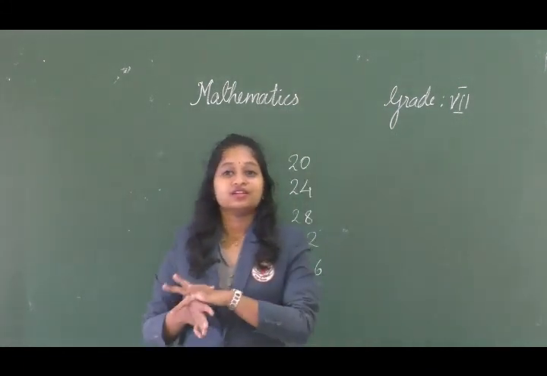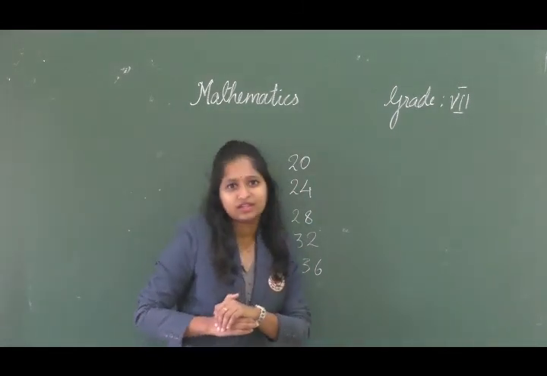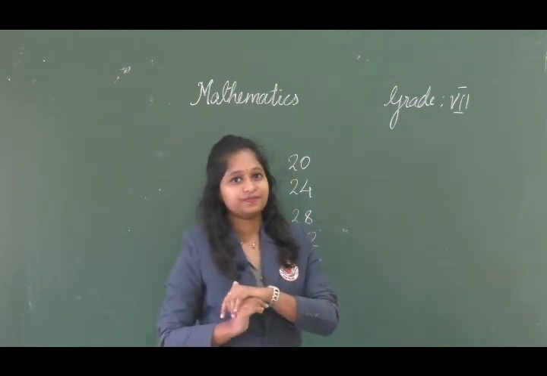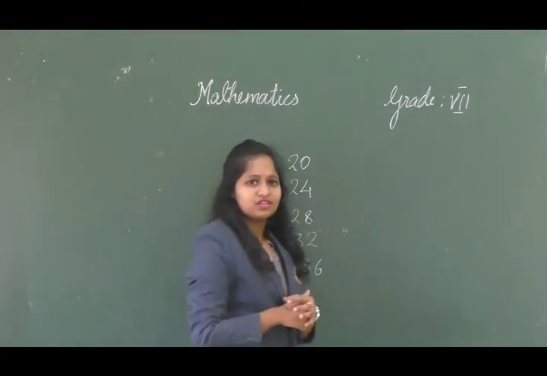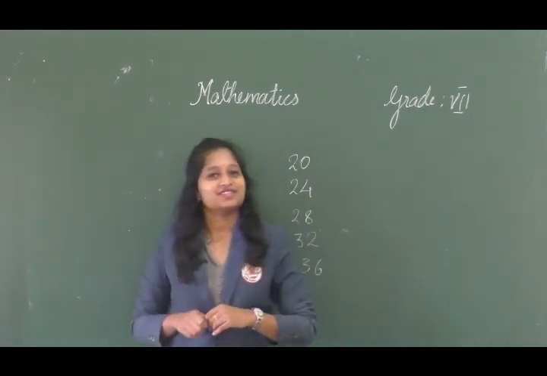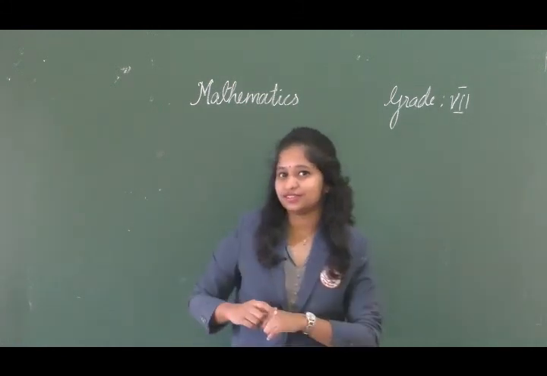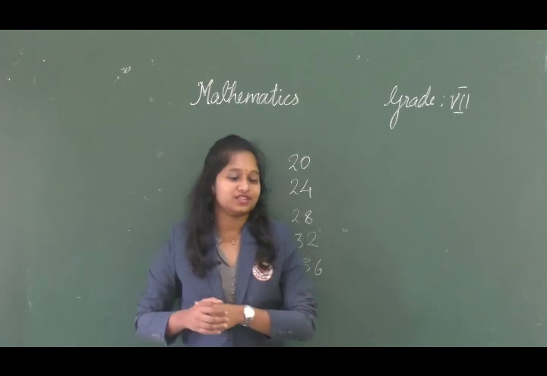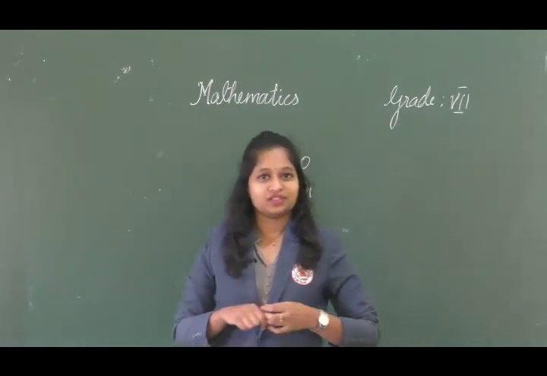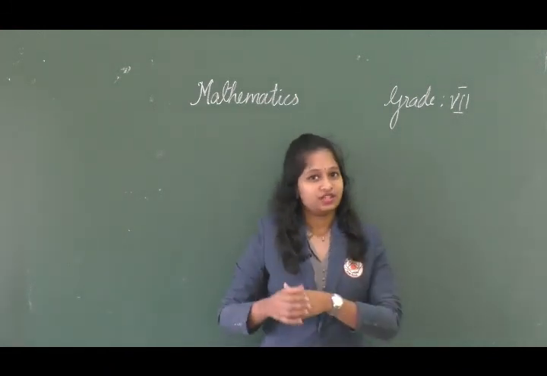Yes, one of you got 28. That means you thought number 3. And some others got 20. Somebody? Yes, that means you thought number 1. Am I right? So how did I do that? Using simple linear equations. Let's learn this chapter in detail today.